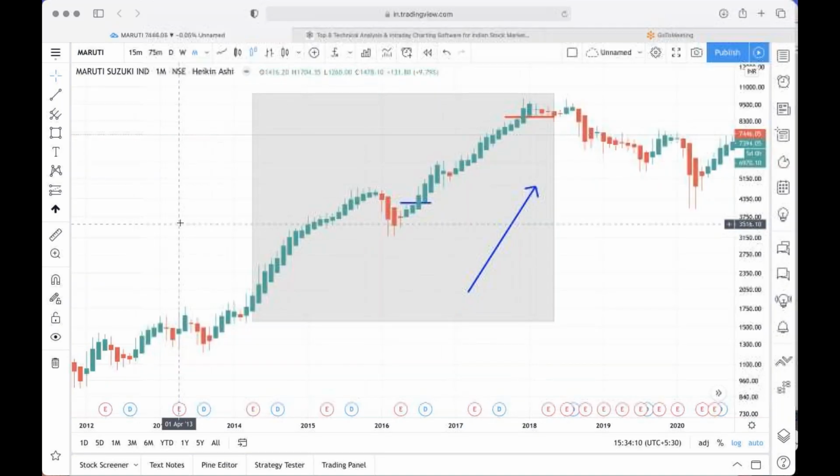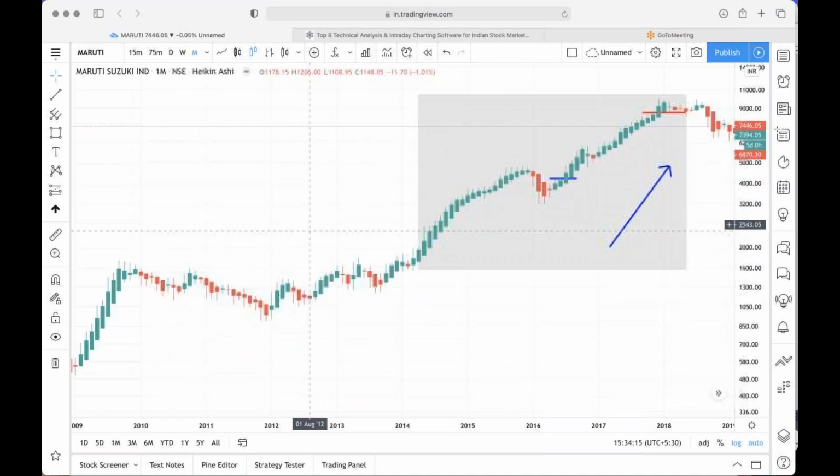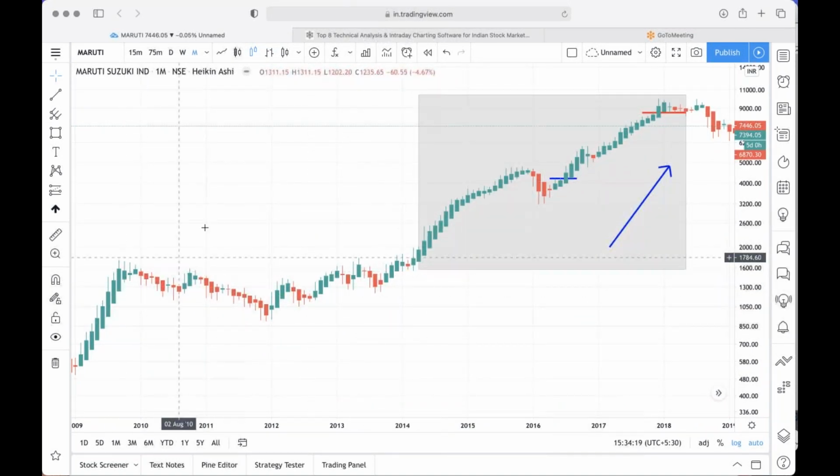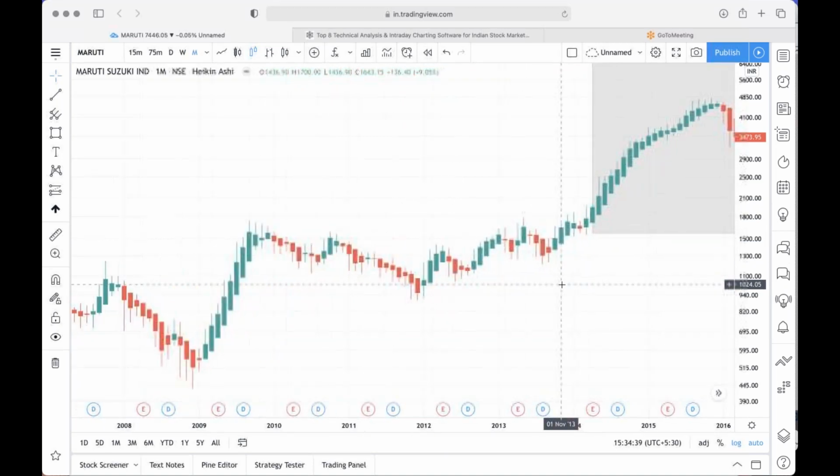Now, let's bring your attention to the nasty side of Heiken Ashi. Now, what I'm going to do is I'm going to bring your attention to this part. Same company, same stock, same chart. I've not changed anything. All that I've done is now we will look from 2009 to 2013-14. Again, a period of 4 years. That was a period of 4 years. This is also a period of 4 years. Now let's look into it.